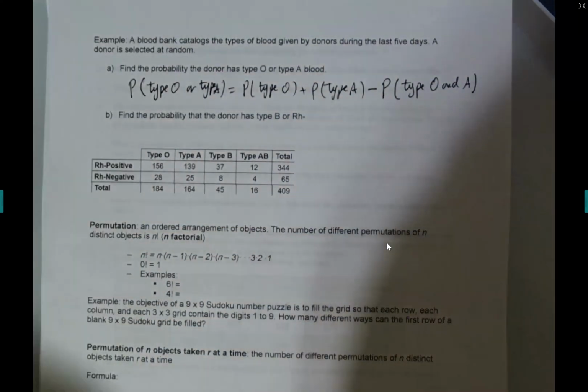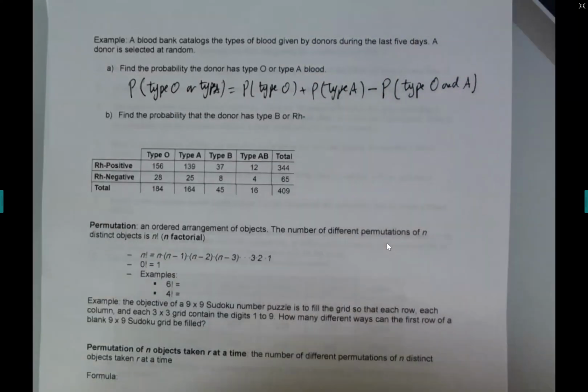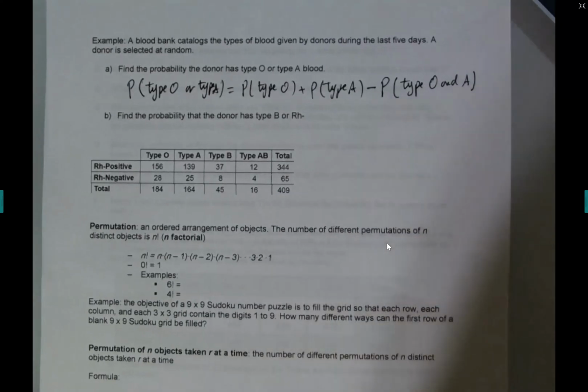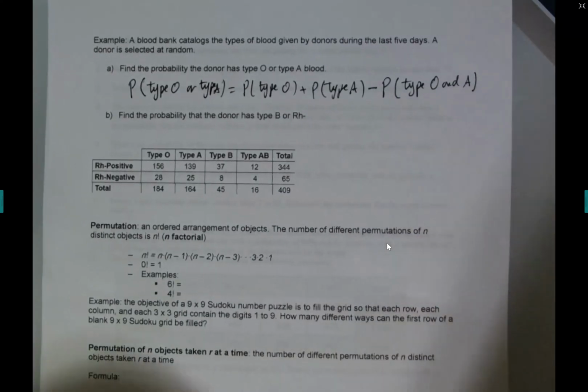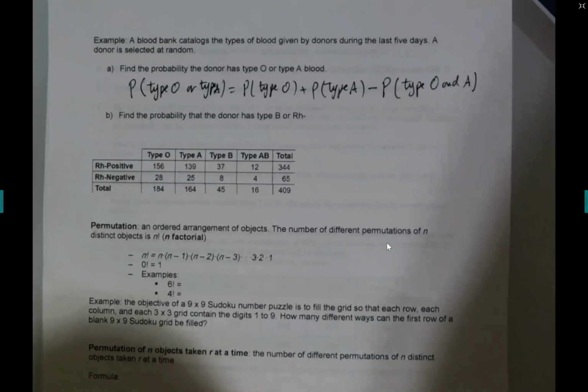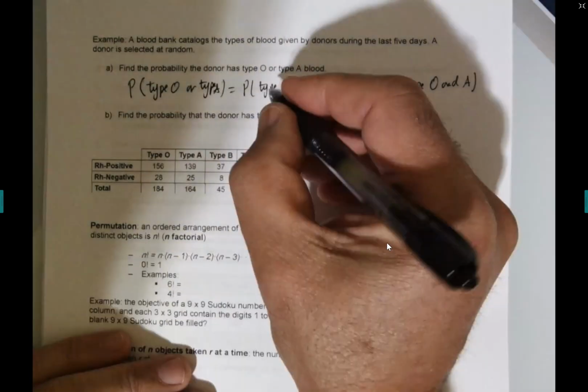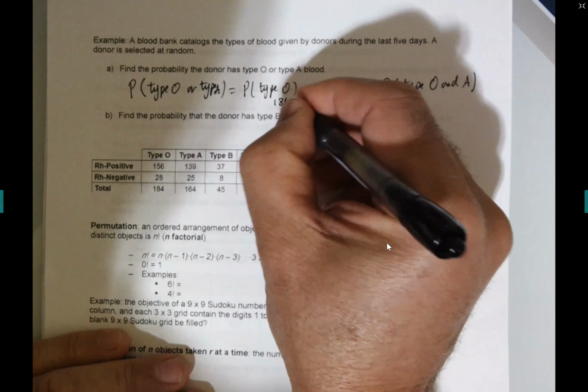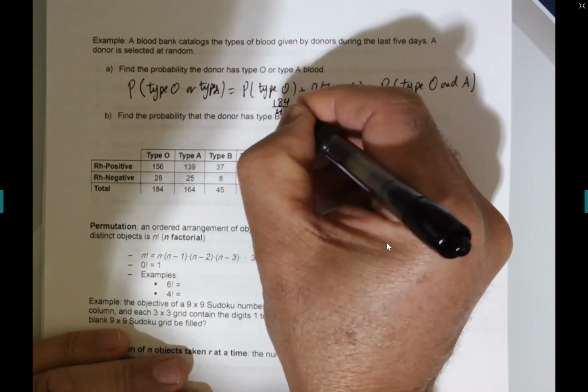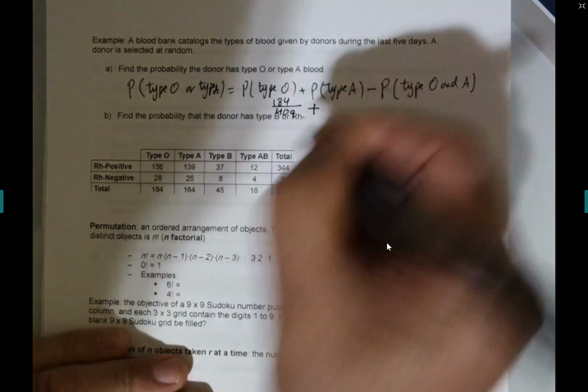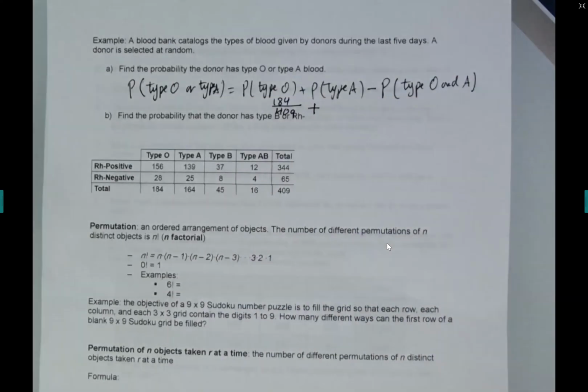All right. What's the probability of selecting a donor that has type O? The grand total is 409, guys. Remember that. 184 over 409. Yes, that is correct. I couldn't agree more. Plus, what's the probability of selecting a donor that has type A? 164 over 409.